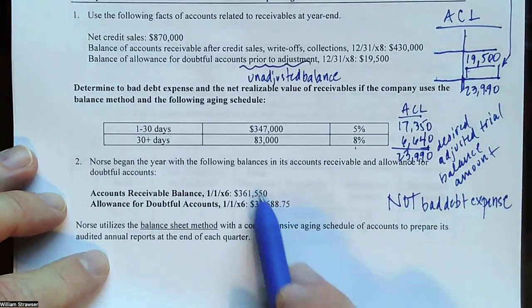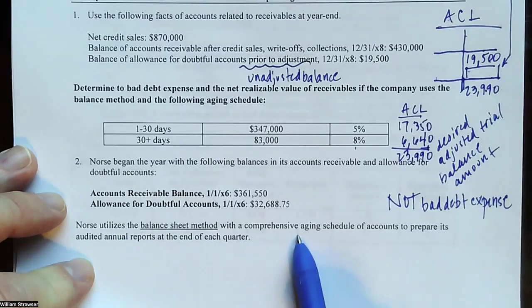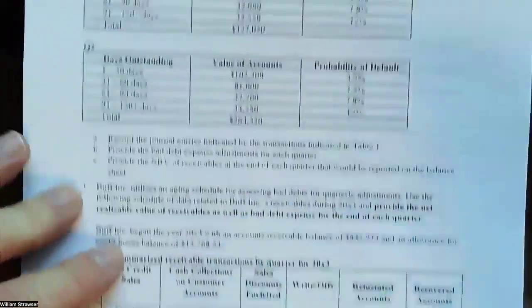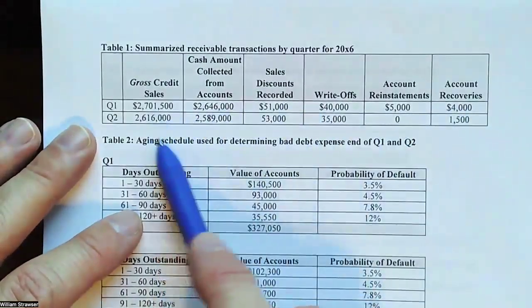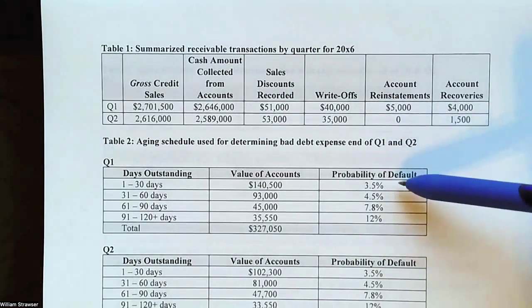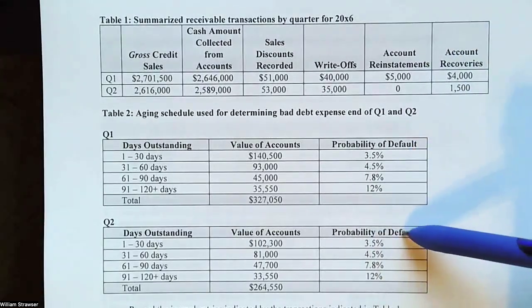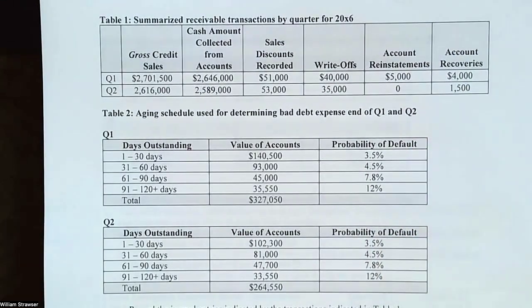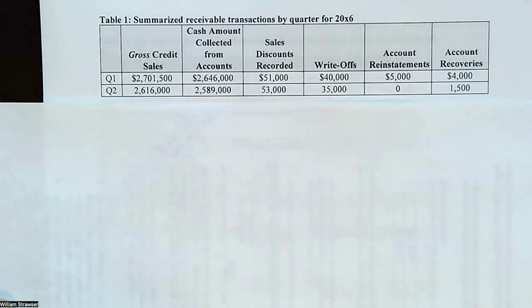This one starts you off at some balances for the quarter, and then tells you to use the balance sheet method with an aging schedule. It gives you in a tabular format the transactions that occurred during the quarter, and then it gives you an aging schedule for the end of quarter one and for the end of quarter two. So let's just look at the information you're given and how to assimilate it.